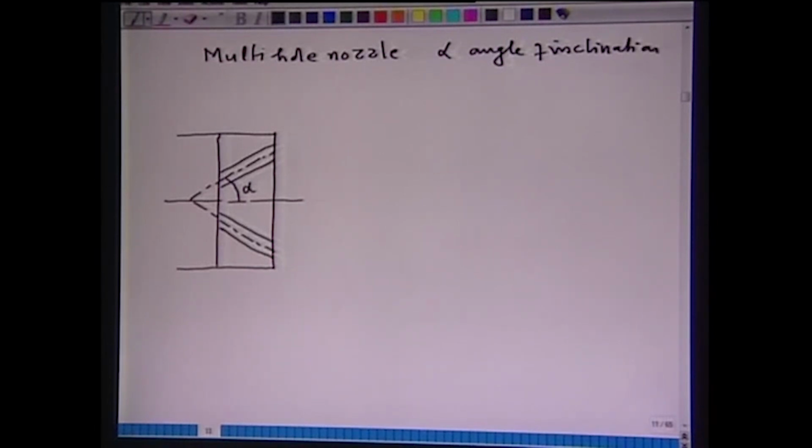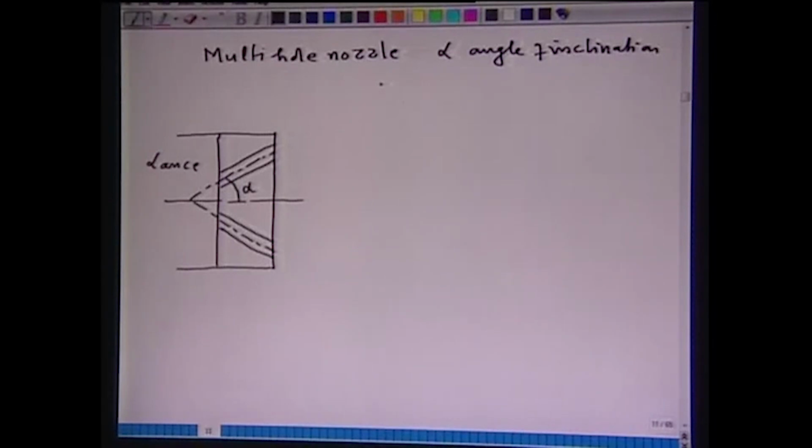Alpha is the angle of inclination of each nozzle with the axis of the lance. This is the lance, this is the axis of the lance, and alpha is the angle of inclination. Now, this angle of inclination will decide whether the jet produced by each independent nozzle will coalesce downstream of the nozzle or will not coalesce downstream of the nozzle.